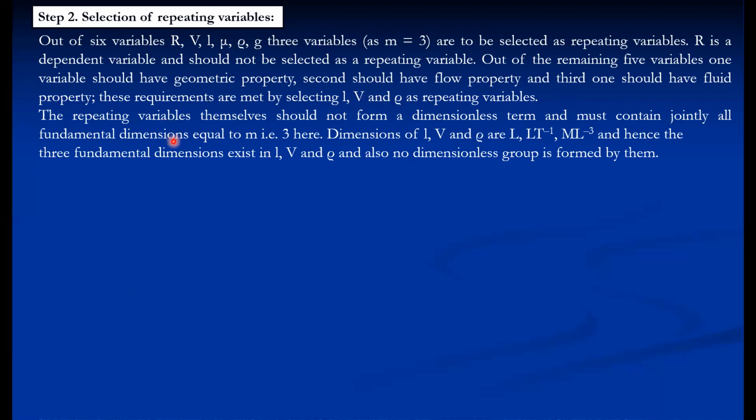The repeating variables themselves should not form a dimensionless group and must jointly contain all fundamental dimensions, equal to 3. L, V, and rho all together have all 3 fundamental dimensions, and no dimensionless group is formed by them, which care has to be taken. So finally, we select the repeating variables: one geometric, one flow, and one density, that is a fluid property.